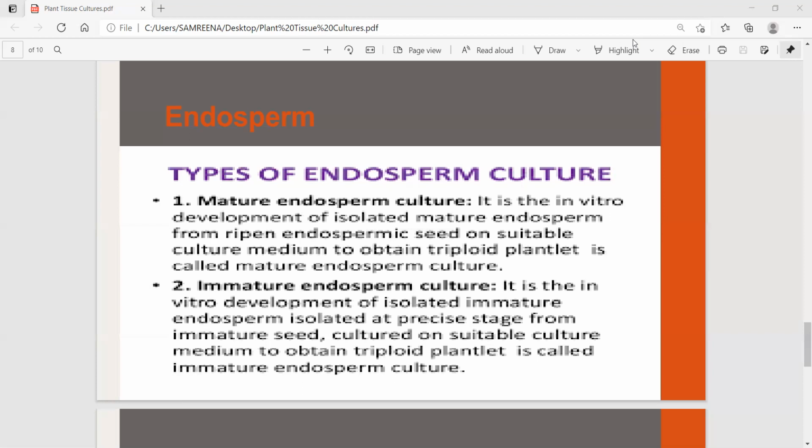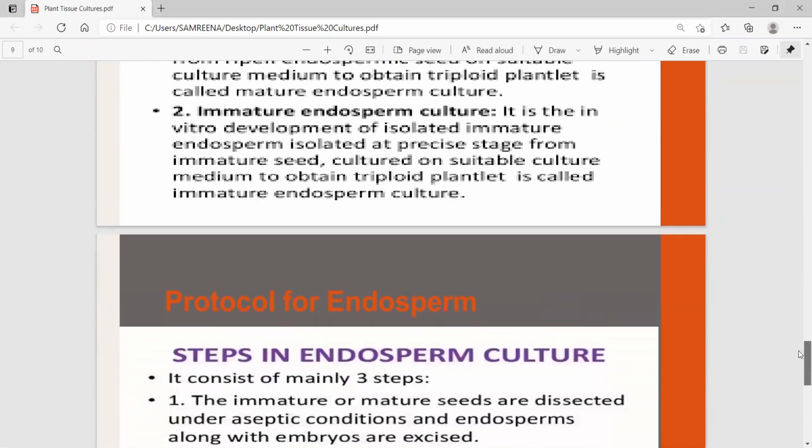The other is immature, as the name indicates. It is an isolation of immature endosperm. When the seed is not fully developed or fully mature, then we culture the immature endosperm on a suitable medium. Again, we are able to get plantlets from these immature endosperms, and the culture is called immature endosperm culture. The other culture which we have to discuss is protoplast culture.